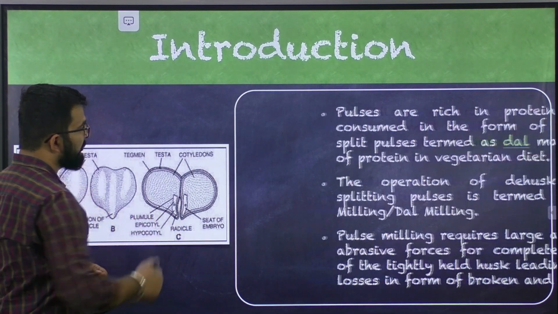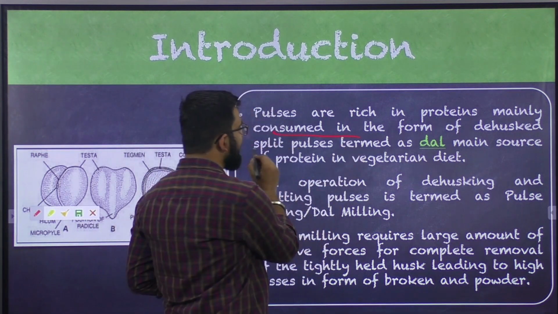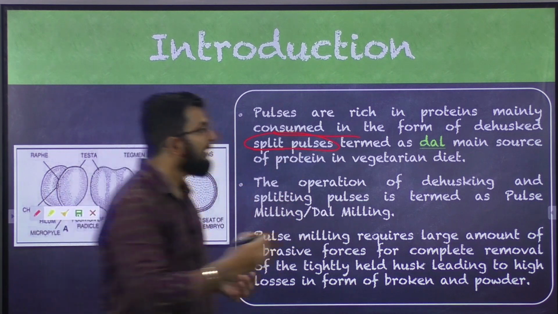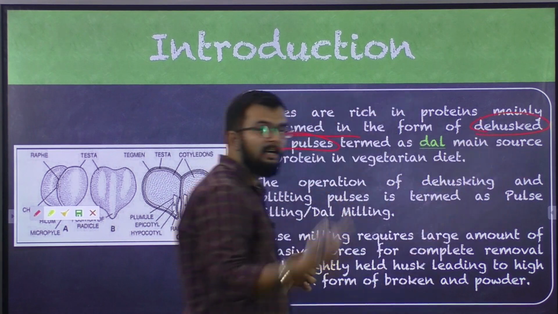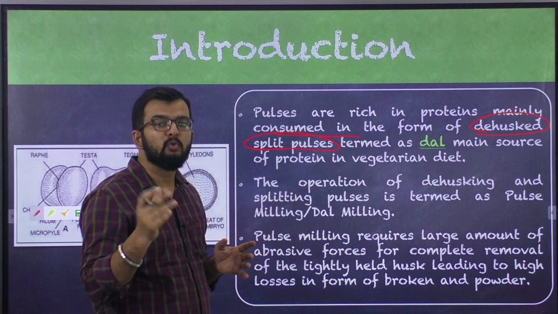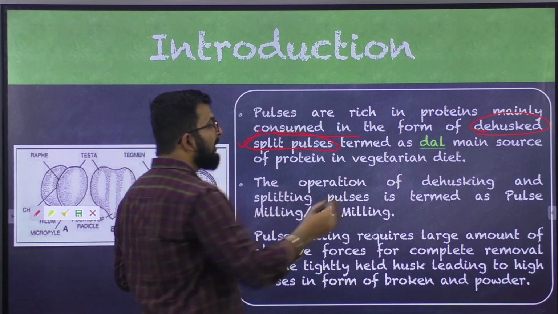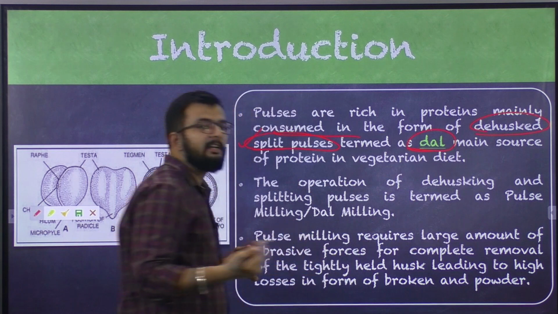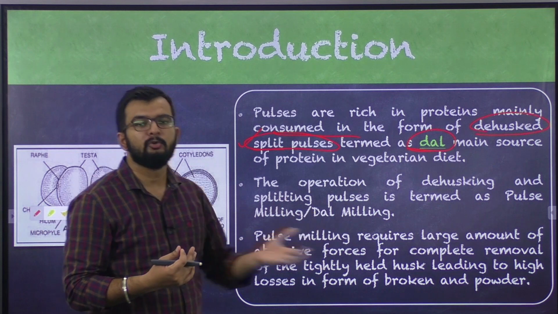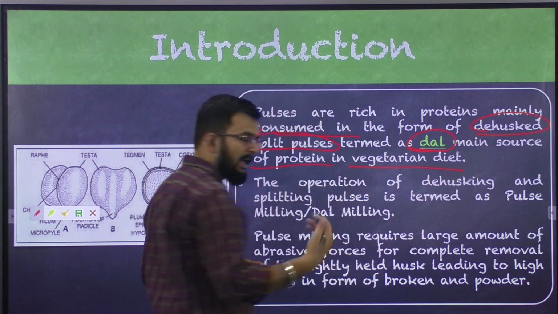First of all, let me introduce pulses. Pulses are rich in protein, mainly consumed in the form of dehusked split pulses, as discussed. So what you get in your kitchen is in the form of dehusked split pulse. That is, the husk or the hull is removed. After that, the pulse grain, which has two cotyledons, is split into two halves, or the two cotyledons, termed as dal. In Hindi we call it dal, and it is the main source of protein in a vegetarian diet, as it is believed.